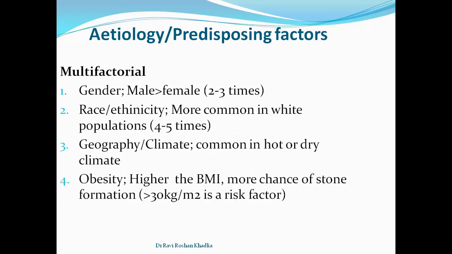Obesity is one of the problems nowadays in the world, and obesity is also a risk factor for stone disease. Whenever the BMI is more than 30 kilogram per meter square, the risk increases. Those who have a higher BMI have increased excretion of oxalate, uric acid, and phosphate in urine, leading to a higher chance of formation of oxalate, uric acid, and phosphate stones. As I have already told you, dehydration has a direct role in stone formation. It leads to supersaturation of urine.